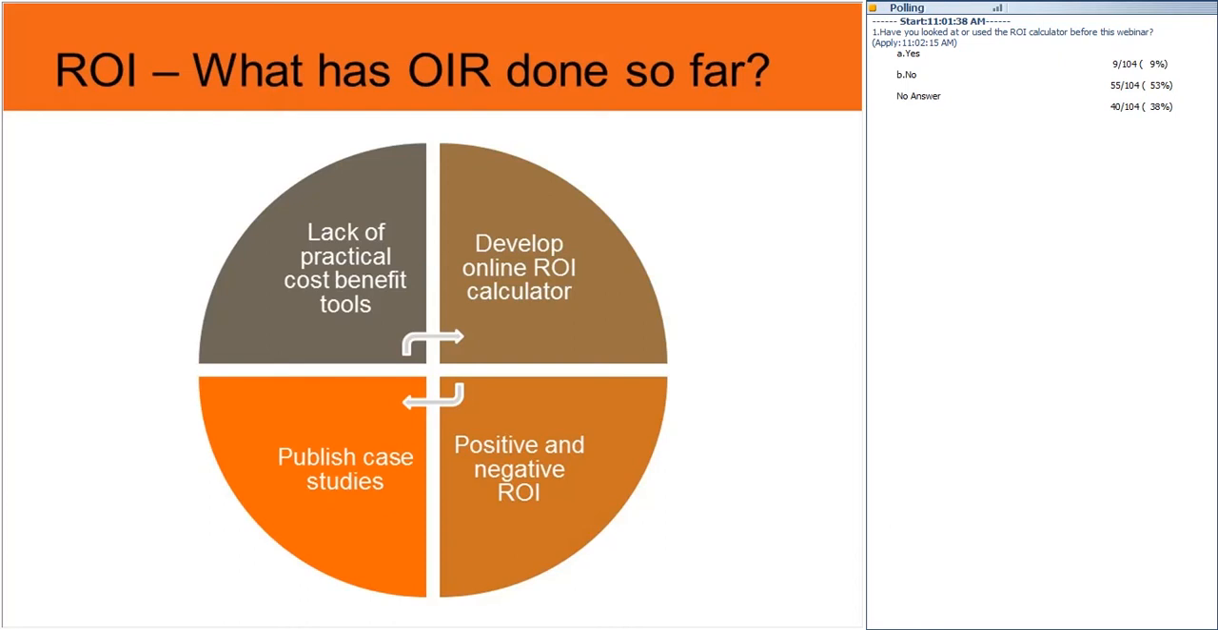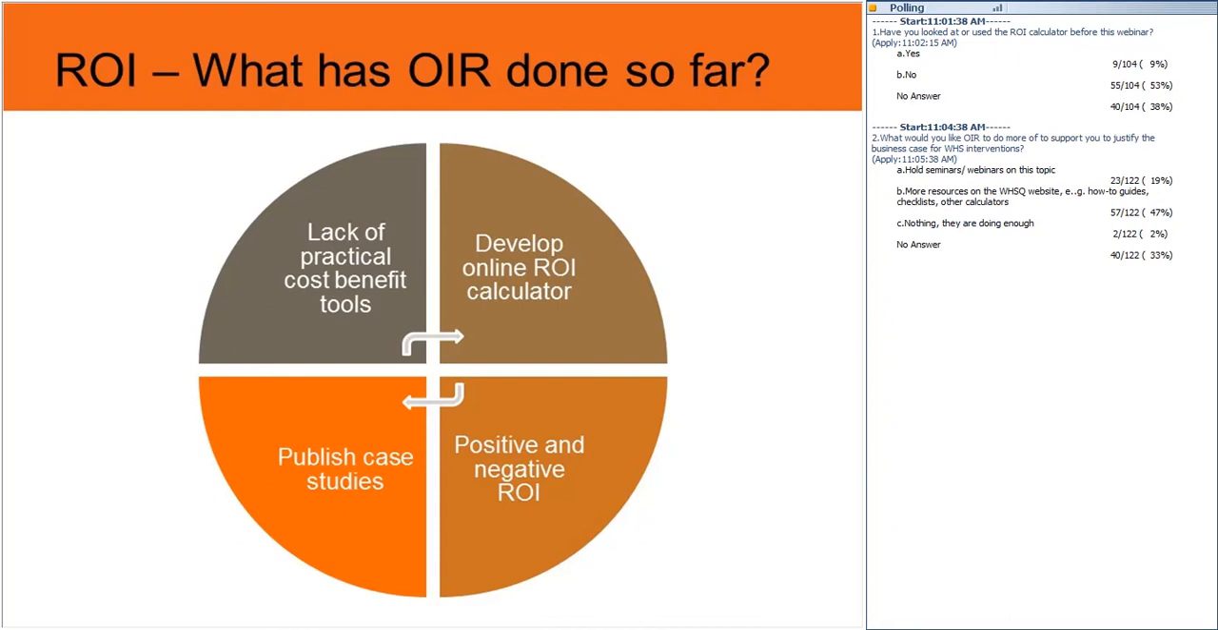So we will flick over to our second polling question. What would you like the Office of Industrial Relations to do more to support you to justify the business case for health and safety interventions? So about half of you had said that you'd like to see more resources on our website, for example, guides of how to do things like checklists as well. And so we'll definitely take that feedback into account and endeavour to put more of these resources out for you.